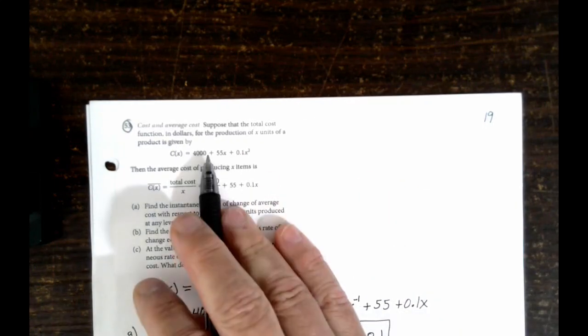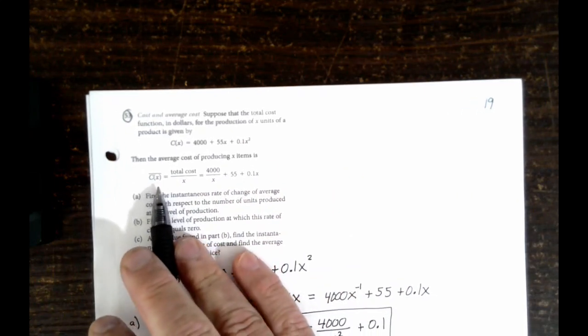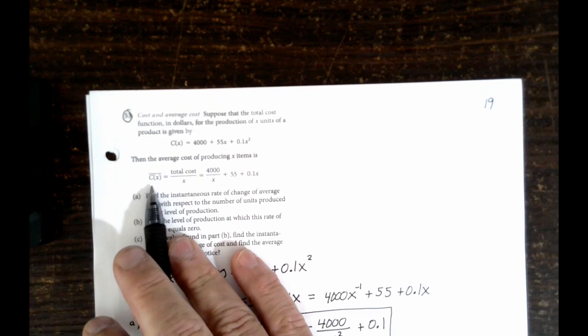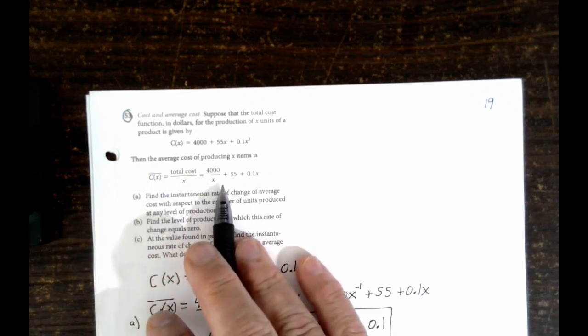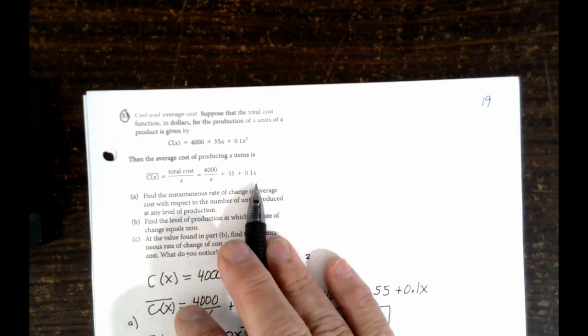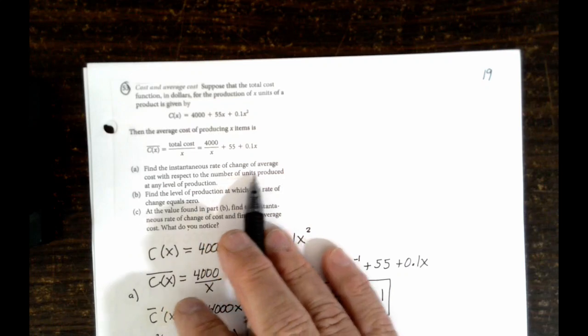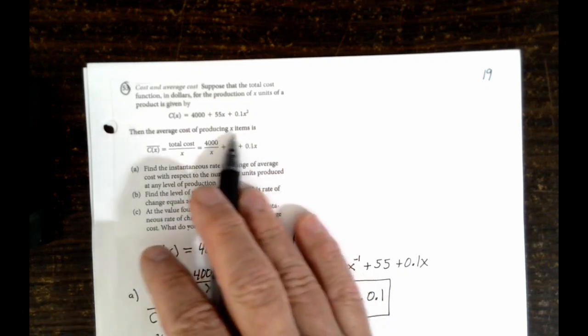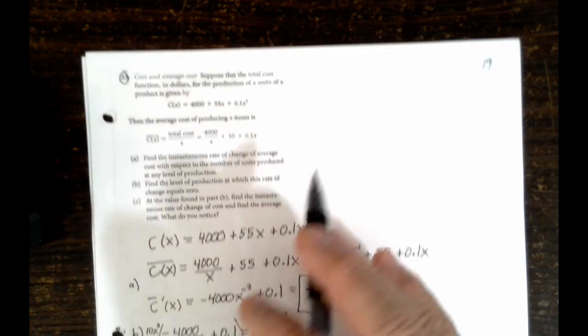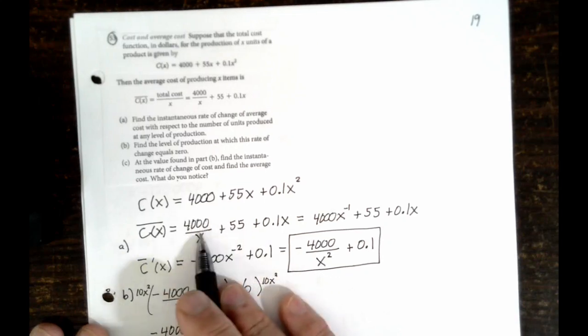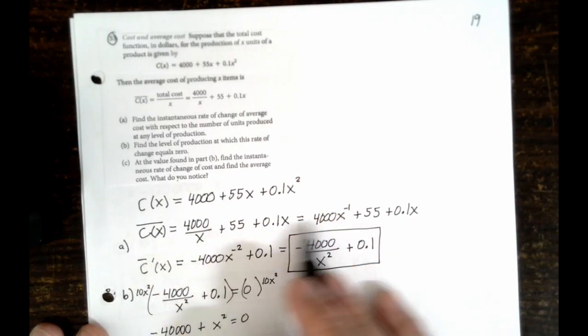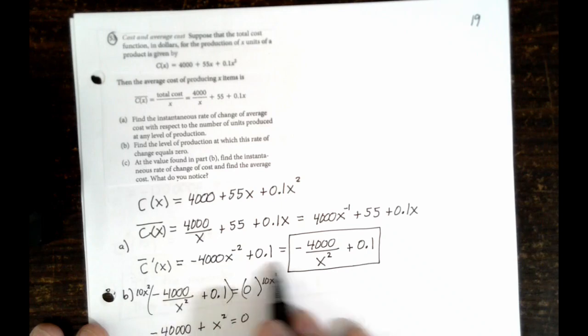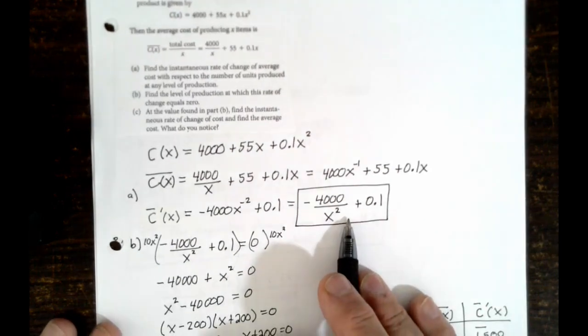53, they give you the cost function and they tell you the average cost of producing x units is given by this function here. Find the instantaneous rate of change of the average cost. So you're going to take the derivative of this. It's better to write that as x to the negative 1. So when you take the derivative and simplify it, you get this.